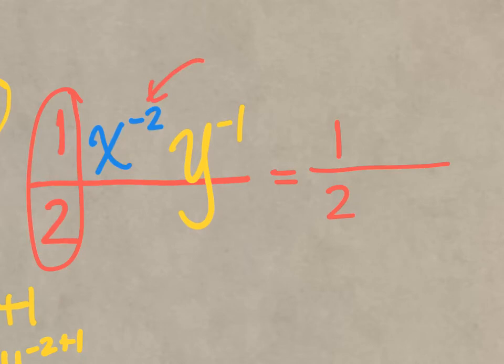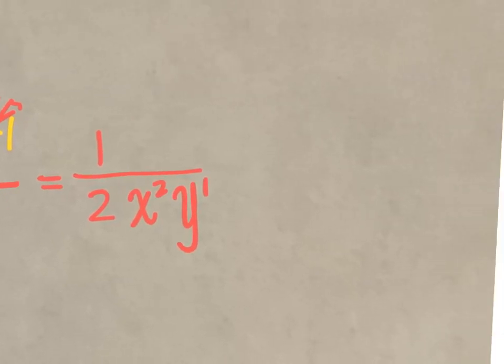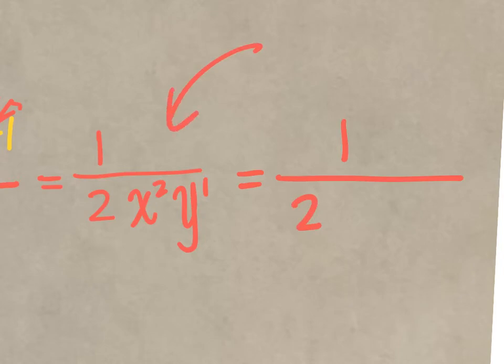This x to the negative 2 is going to go down to the bottom to join the 2. And this y to the negative first is also going to go to the bottom. And you're going to get a final answer that kind of looks like this if you wanted to rewrite it. This is absolutely correct. If it bugged you that the 1's not in the middle, then you can rewrite it like this.